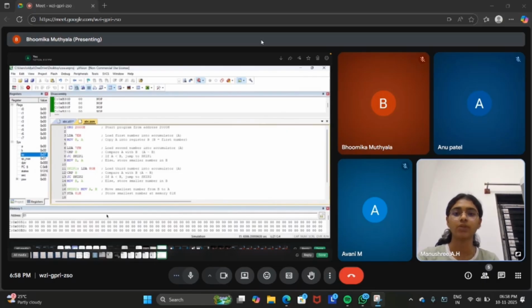And next we have objectives. To design a simple assembly program that compares values stored in specific memory locations, to understand how the 8051 uses the accumulator and flags during comparisons, and to learn the use of conditional jump instructions such as CJNE and JC for making logical decisions, and to determine the smallest value among three numbers and store it in another memory location, and finally to improve understanding of low-level CPU execution, memory manipulation, and instruction flow.